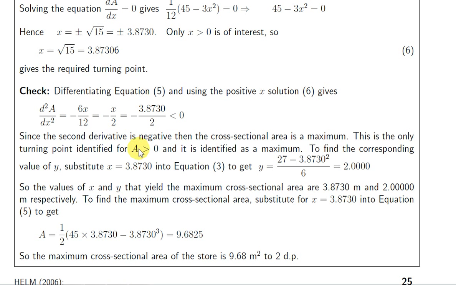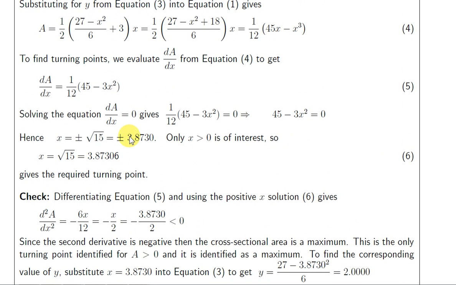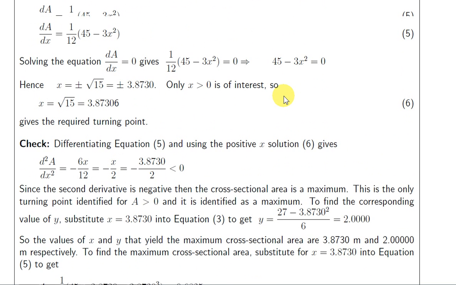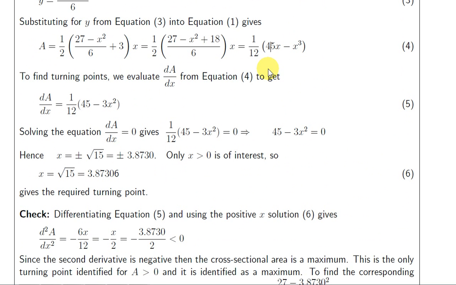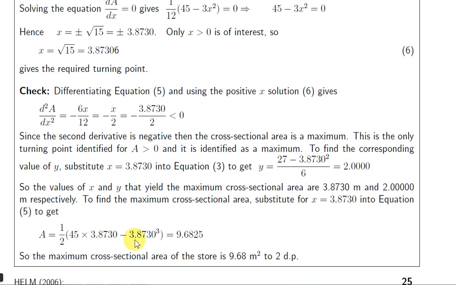Now we can go and get the area. So here's the expression for the area. So we just plug in 3.87 for x and evaluate that. Actually, that's done down here. So when x is 3.87, the area is 9.6825 square meters. So this is the maximum area of the store.